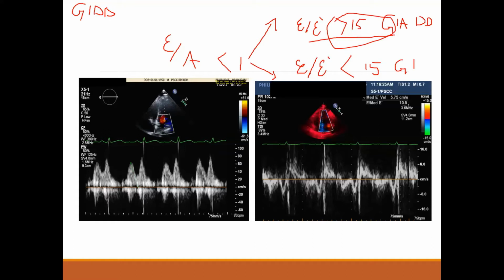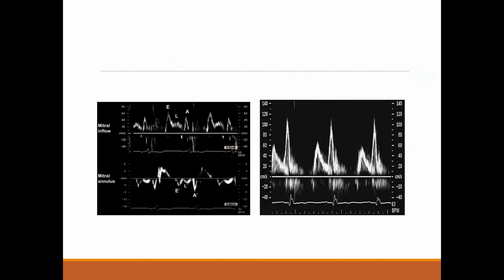Because usually with grade 1 you don't have elevated LVEDP. But when you find E over E prime more than 15, though it looks like grade 1, they called it grade 1A to give the connotation that it is associated with elevated LVEDP. But this is no longer in the guidelines. The guidelines just describe it as grade 1 or mild LV diastolic dysfunction.